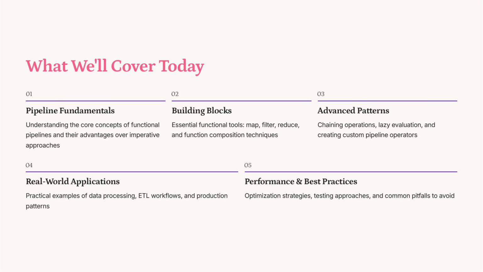Functional pipelines in Python streamline data transformations by using map, filter, and reduce. These tools enhance readability and composability, allowing for elegant data processing. Function composition further simplifies complex operations, enabling seamless chaining of transformations. This approach contrasts with imperative code, which often involves cumbersome loops and intermediate variables, complicating maintenance and testing.